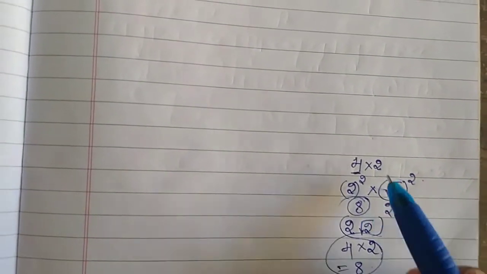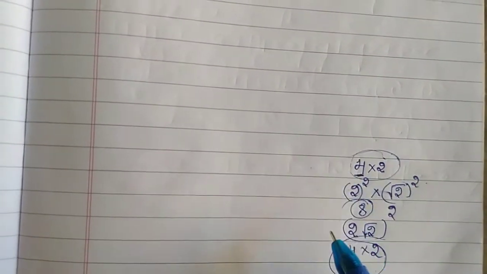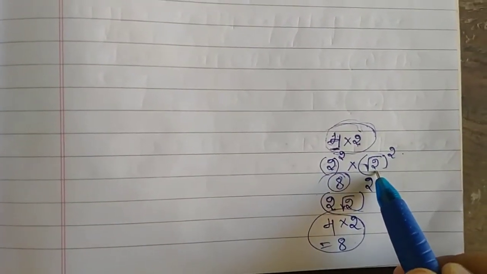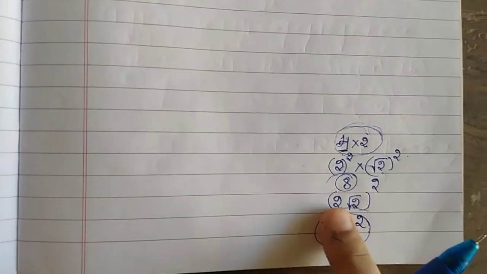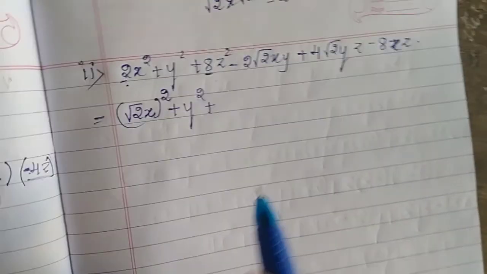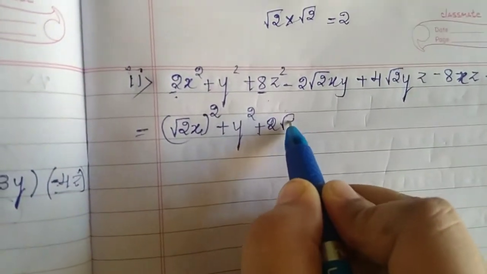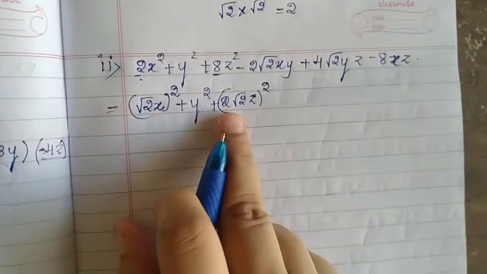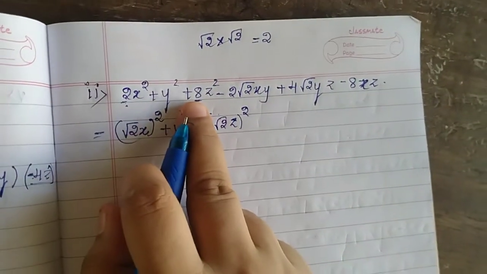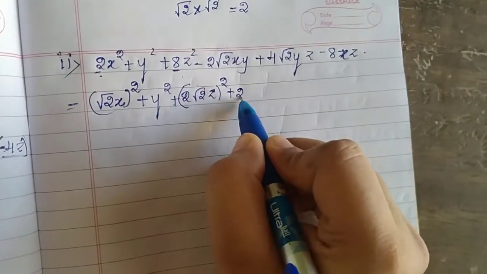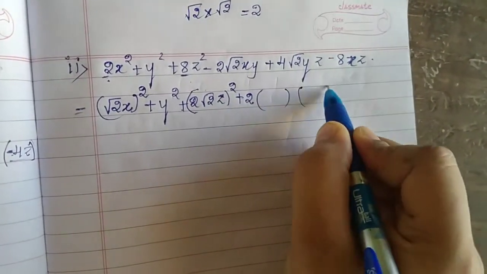So this 8 can be written as 2 root 2 the whole square. How? Because 8 can be written as 4 into 2, and 4 can be written as 2 square and 2 as root 2 the whole square. Together that is 2 root 2 the whole square. So over here we write 2 root 2 the whole square, and when you split this you get 8z square. After that, again plus 2 into y.